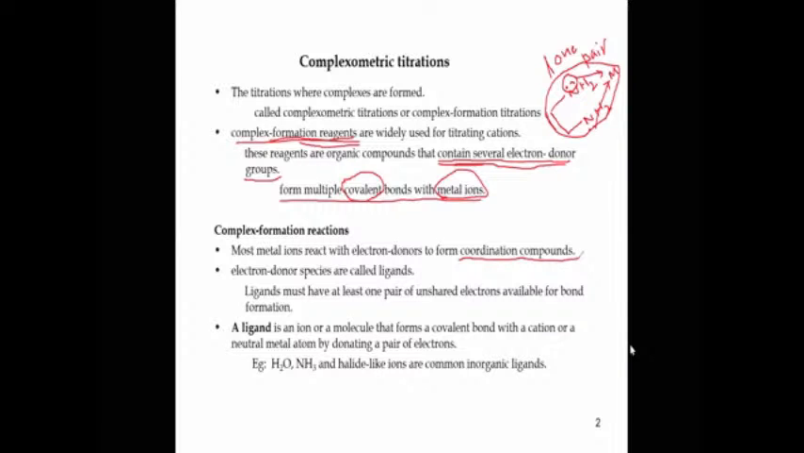Coordination compounds. And particularly these electron donor groups, you just get to know about this one. The electron donor species are called ligands. Very, very important. Okay, what is a ligand? Then you have to define a ligand, right?